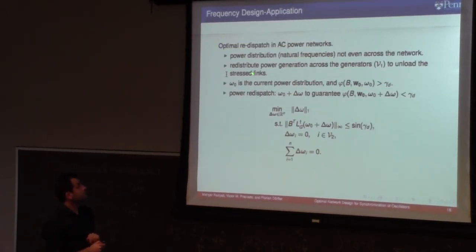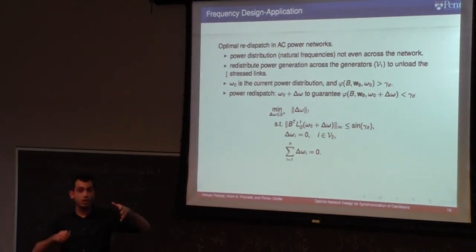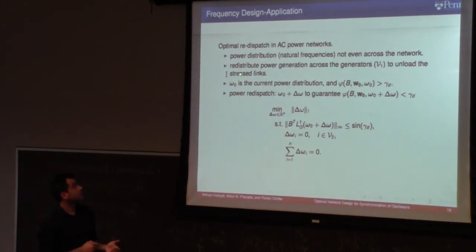So here's the scenario. We have a power grid. Because of uneven distribution of power across the network, because, for example, new generation units are placed in coastal areas, or due to some other constraints, the power distribution across the network is not even, right? This causes the phase cohesiveness to increase and pass a threshold, that is the desired level of phase cohesiveness. So I have a power network, omega 0 is the current power distribution, and my phase cohesiveness is greater than gamma d. I want to redispatch the power. I want to perturb this power generation to guarantee that the phase cohesiveness of the resulting power network is less than gamma d. Now we can cast this problem as this frequency design problem.